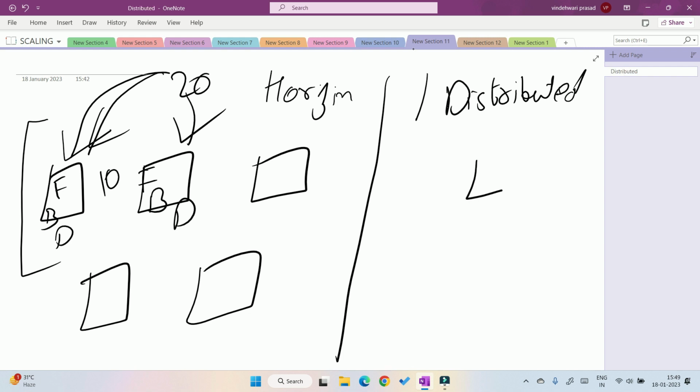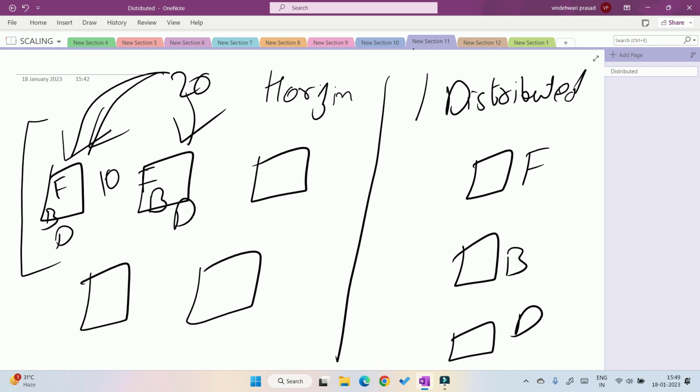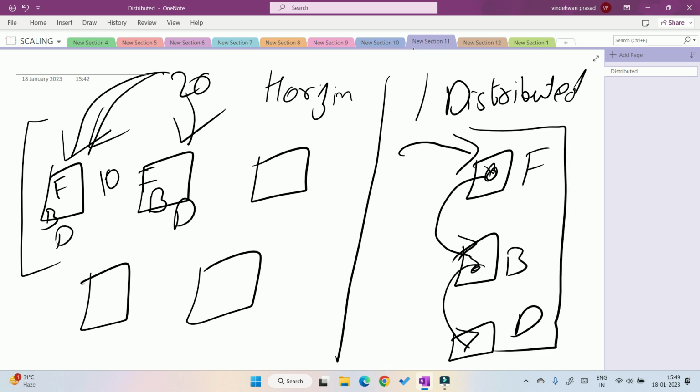But in a distributed system, this does not happen. In a distributed system, maybe the front end is present here, the back end here and the database here. So suppose a client comes here: the front end gets business logic from the back end and gets data from the database. So for this single client you need network calls, but for doing a single piece of work in horizontal scaling you do not need a network call. A network call there is needed only for another work. I will explain that in an upcoming video.